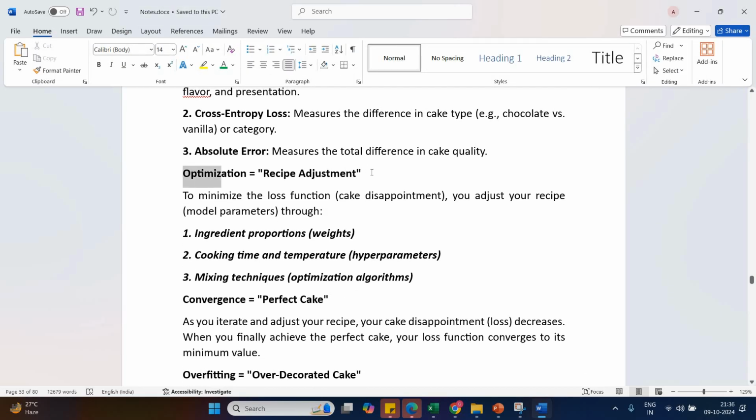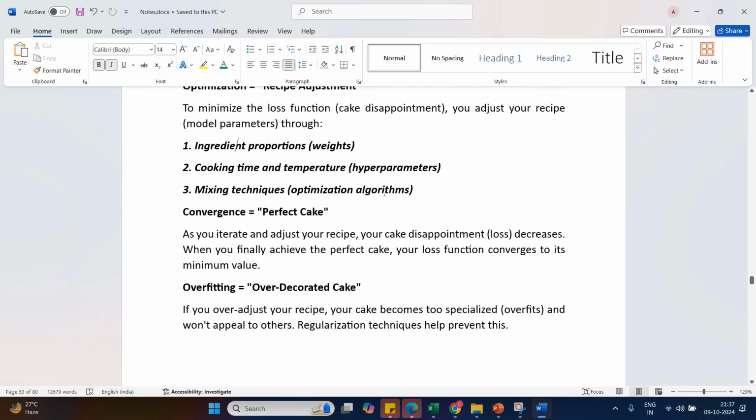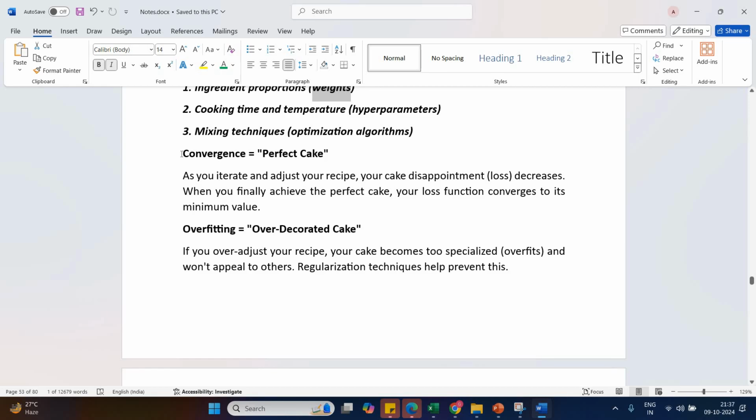Now, after you have found out what the disappointment is, what will you do? You are going to do the optimization. Optimization means recipe adjustment. To minimize the loss function, I mean, to minimize your disappointment, you will adjust your recipe model parameters through ingredient proportions, cooking time and temperature, and mixing techniques. Mixing techniques means optimization algorithms. Cooking time and temperature means hyperparameters. Ingredient proportion means weights. Okay? Weight means which feature has the bigger weight. Okay?